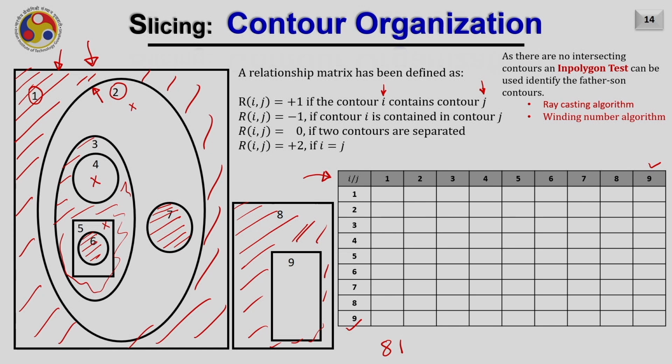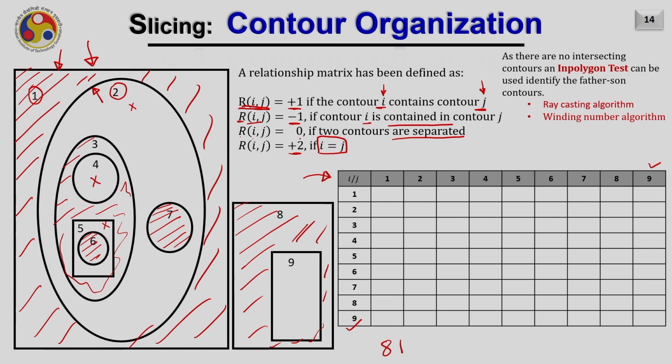For that, we have given a rule here. The cell ij of the matrix R will be equal to 1 if contour i contains contour j. Also, the cell ij of the relationship matrix R will be minus 1 if contour i is contained in contour j. Also, the ith and jth cell will be 0 if the two contours are separate. And if i is equal to j, that means we are trying to establish the relationship between the same contour, then its value will be plus 2.